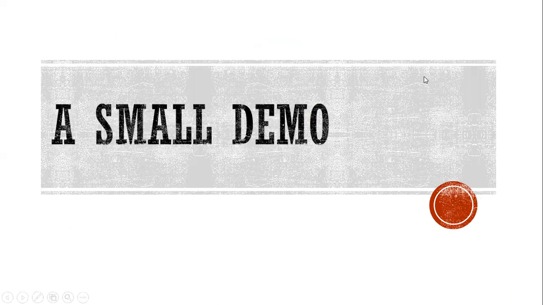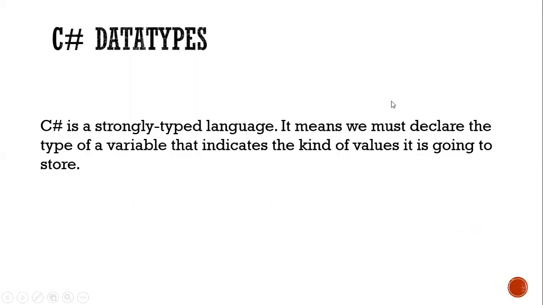I'll just give you a small demo about how I'm going to teach and what I'm going to teach. So in this small demo, I'll be talking about the C# data types. Now, as you know, C# is a strongly typed language. That means you cannot declare a variable in C# without giving its data type, right? And you have to give a data type.